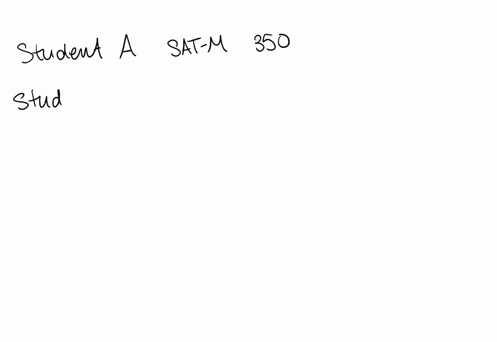This is a common example where student A took the SAT math and scored 350, while student B took the ACT and scored 15. We want to compare these two students' scores to determine which one is actually more impressive.